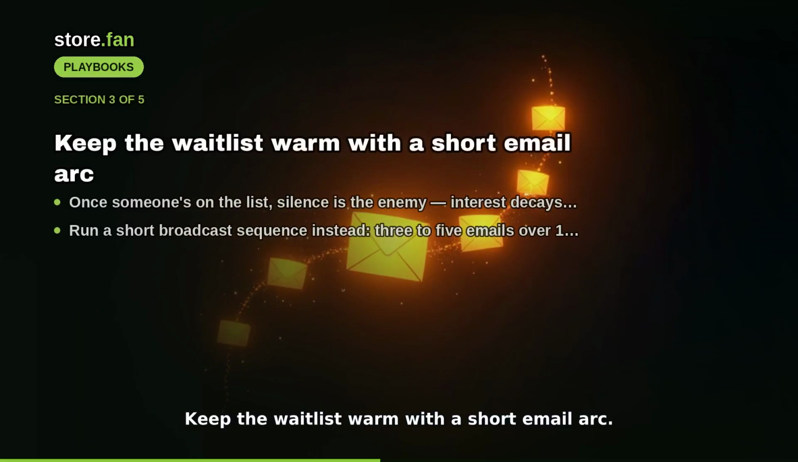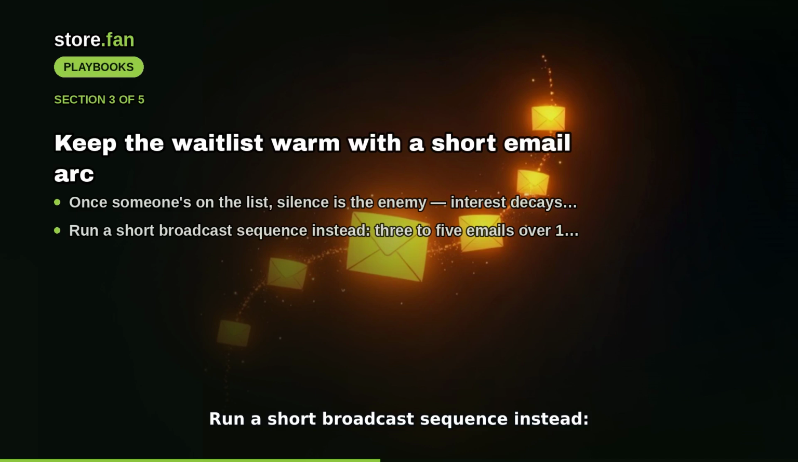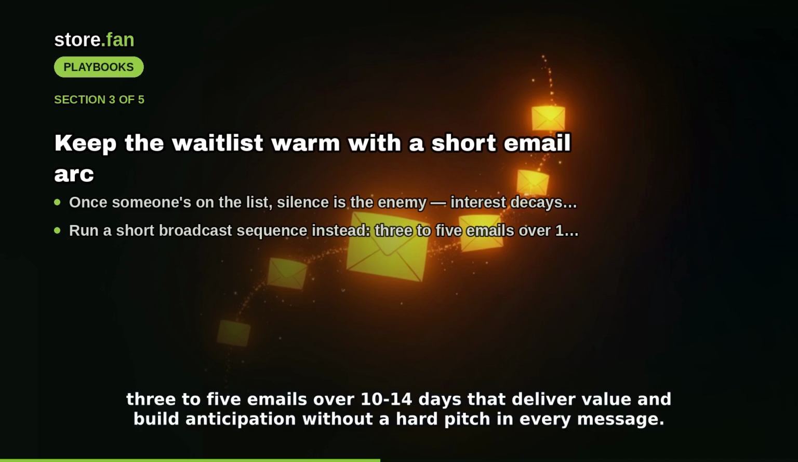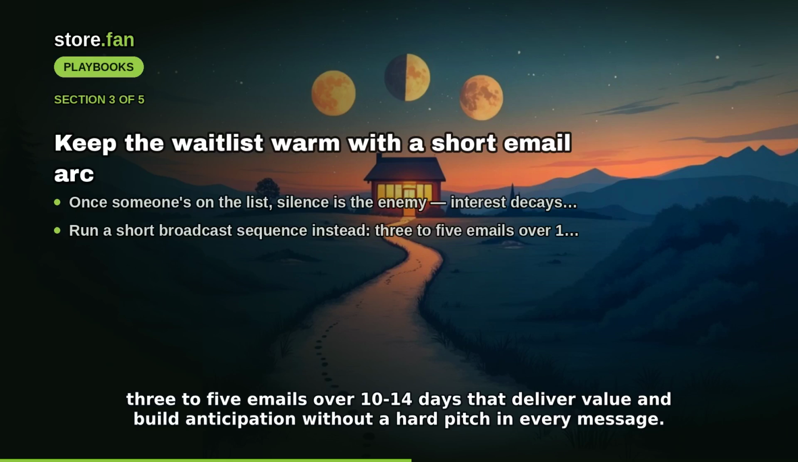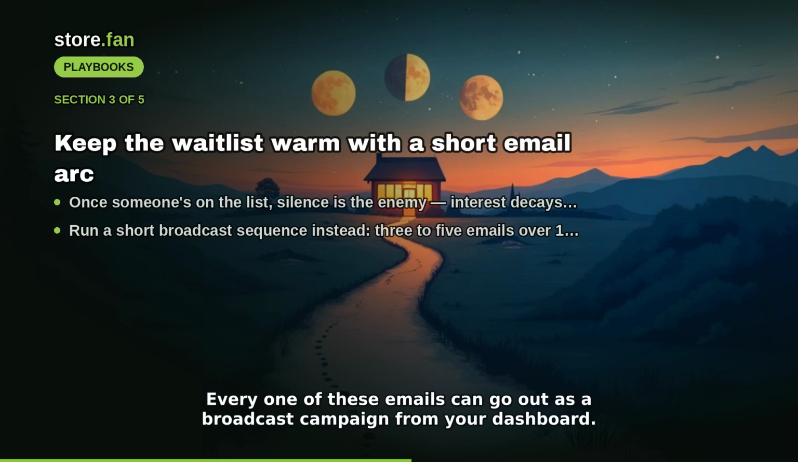Keep the waitlist warm with a short email arc. Once someone's on the list, silence is the enemy. Interest decays fast if you disappear for 3 weeks and then show up asking for money. Run a short broadcast sequence instead. 3 to 5 emails over 10-14 days that deliver value and build anticipation without a hard pitch in every message. Use the reply, don't fake it. Every one of these emails can go out as a broadcast campaign from your dashboard.